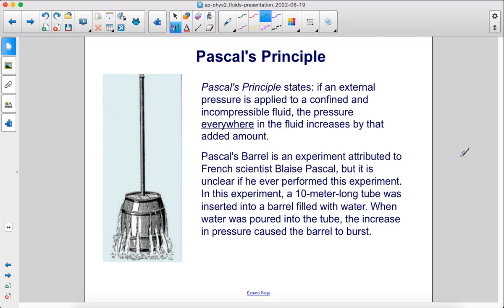Pascal's barrel is an experiment attributed to French scientist Blaise Pascal, but it is unclear if he ever performed this experiment. In this experiment, a 10-meter-long tube was inserted into a barrel filled with water. When water was poured into the tube, the increase in pressure caused the barrel to burst.